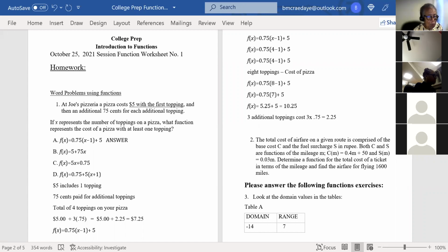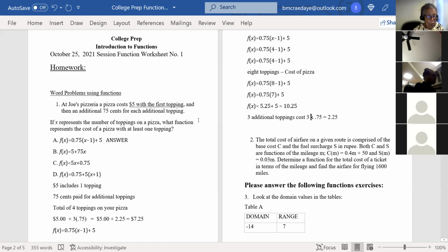But if you say 3 additional, how many total toppings do you have on the pizza? You have 4, right? So the X here would be 4. And then 4 minus 1 would be 3, and then 3 times the 75 cents, like you say, is 2.25. So you add that 2.25 to the $5 and you get $7.25 for the cost of the pizza.